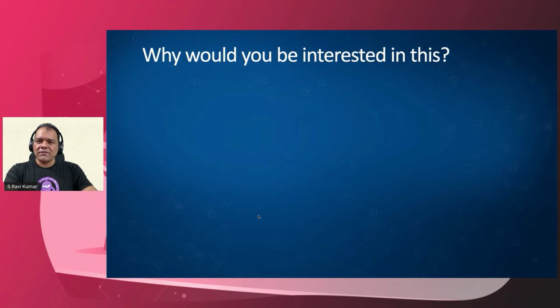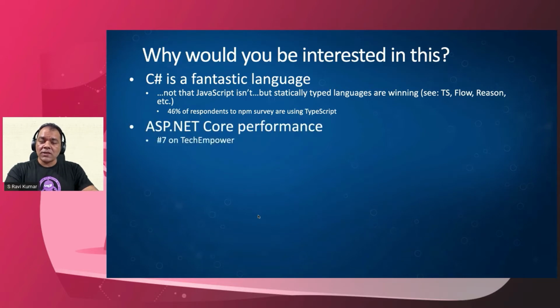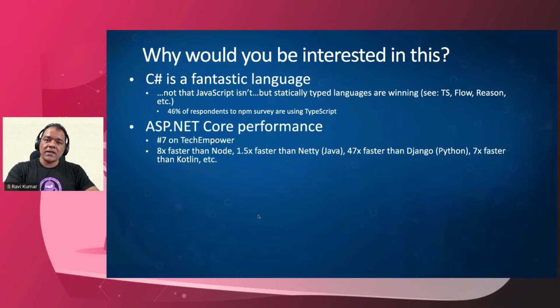So why should you be interested in this? The first is, of course, C# is a fantastic language. It's not that JavaScript is not, but C# is a very good language because it has more capabilities and more features as compared to JavaScript. Another is that since Blazor is based on ASP.NET Core, performance-wise Blazor is much faster. As you know, ASP.NET Core is number 7 on the TechEmpower performance listing. It's 8 times faster than Node.js.